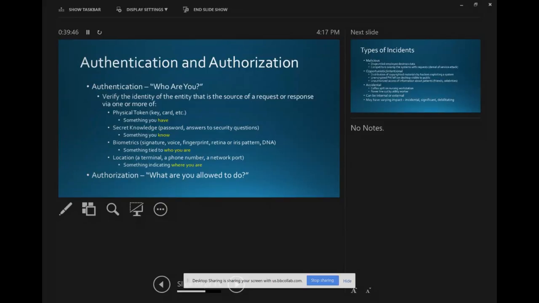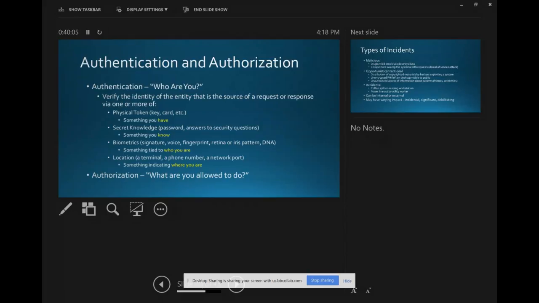Your phone is the physical token. If you don't have your phone, you're not going to get in, right? What's another physical token? An ID badge could be a physical token. So that's one of the factors.